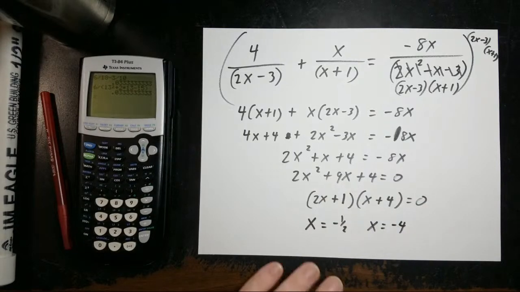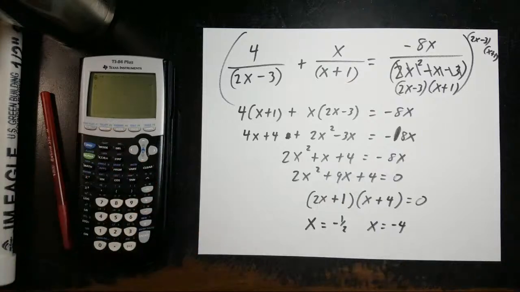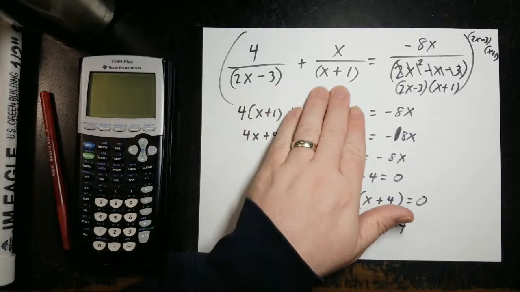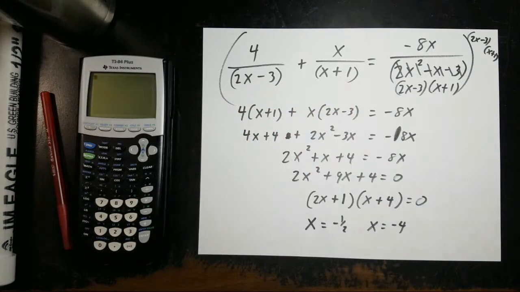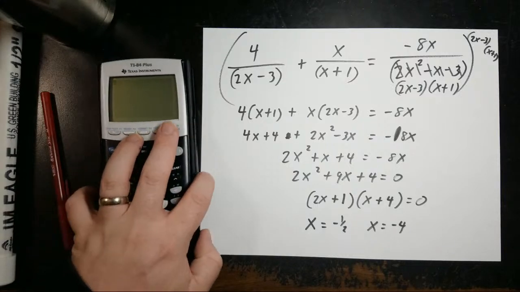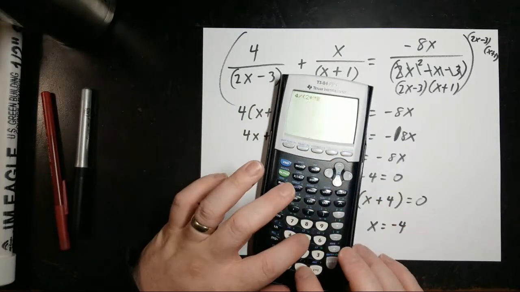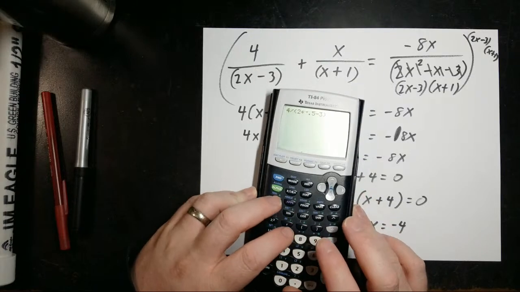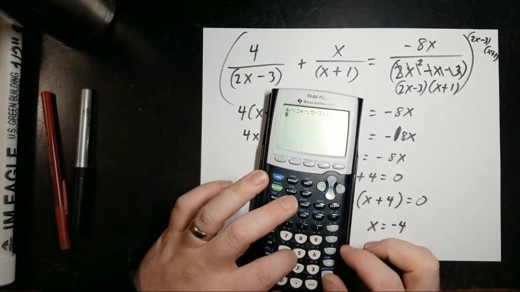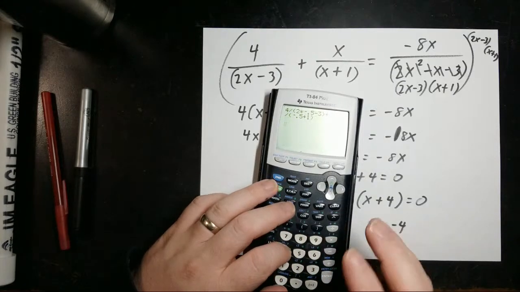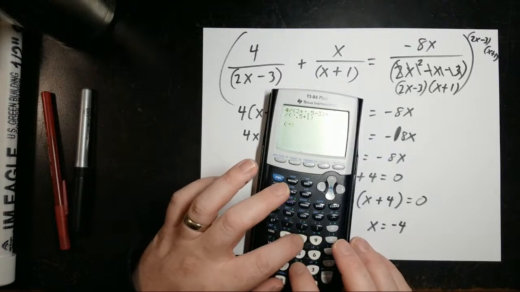Now, both answers should work, and I'm going to plug them in a moment to show that they do. But there were 2 answers that we were not allowed to get. Positive 3 over 2 and negative 1. If we did, then it would force the denominators to be equal to 0. Let's just see that they do work. 4 divided by 2 times negative 0.5 minus 3 plus negative 0.5 divided by parentheses negative 0.5 plus 1. The left side gets me a negative 2.